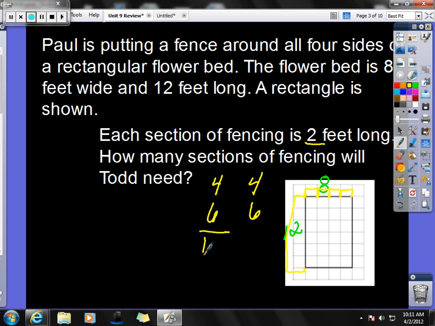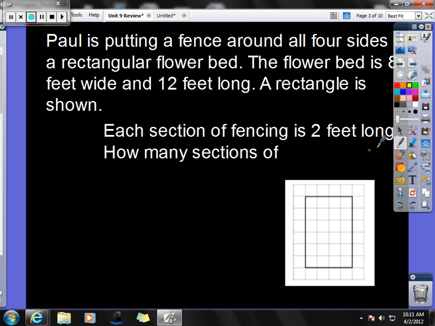So on this side I have 10, on this side I have 10. That means I need a total of 20 sections of fencing. So each one's 2 feet long. I need a grand total of 20. Okay, moving on.